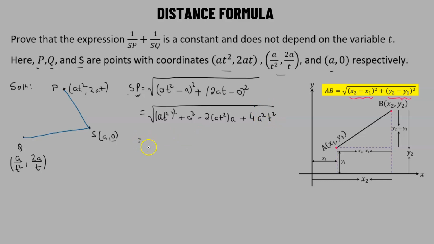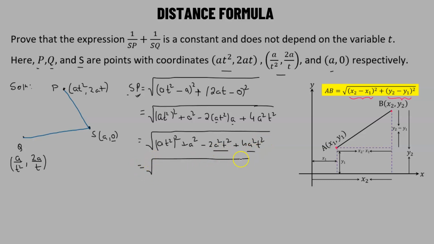So this will be equal to square root of at squared whole squared plus a squared. Now negative 2at squared times a, so this a and this a are going to get combined to give us negative 2a squared t squared plus 4a squared t squared. So that means we can combine the third and the fourth term. So we get square root of at squared whole squared plus a squared plus 2a squared t squared, and this is nothing but simply at squared plus a whole squared.